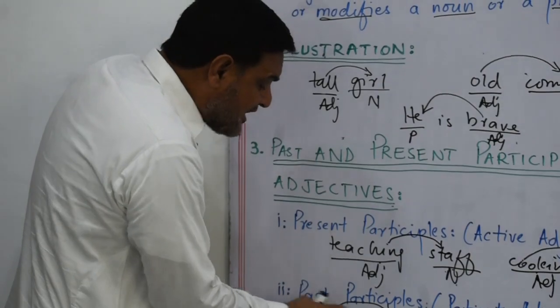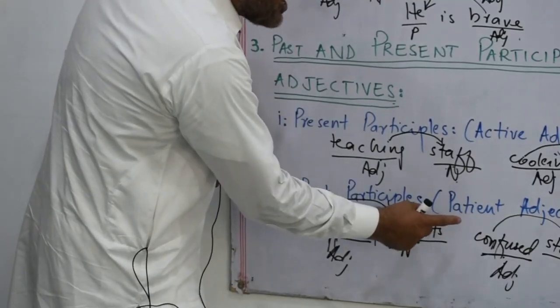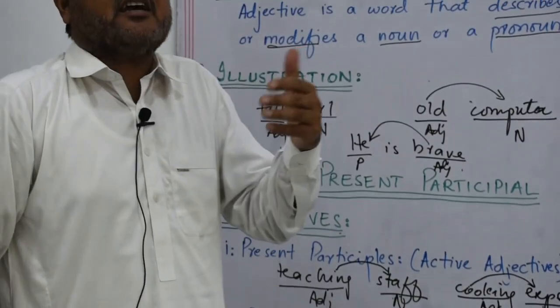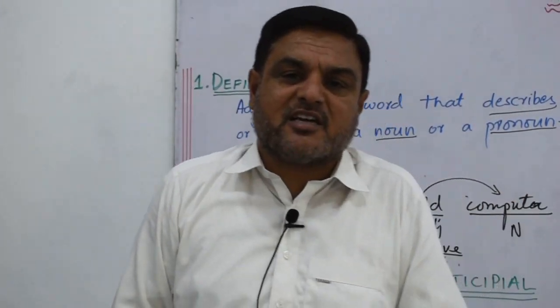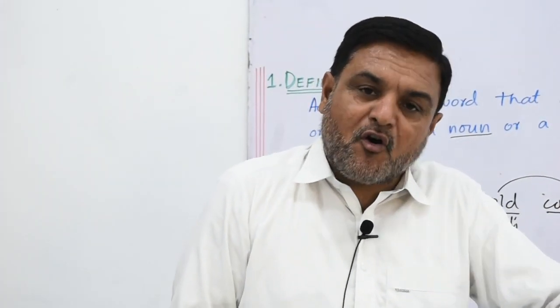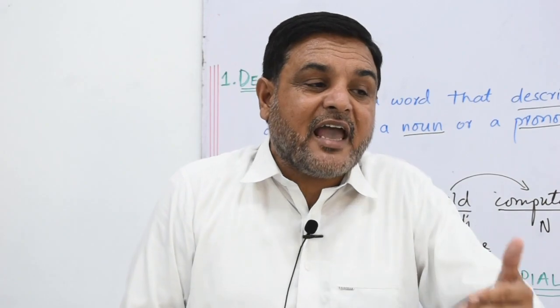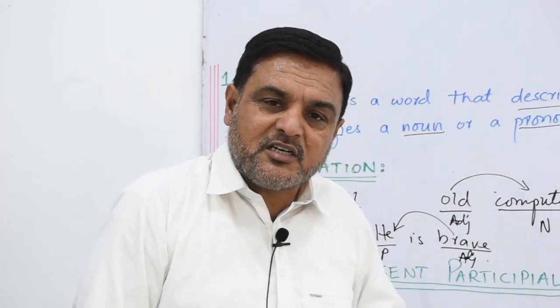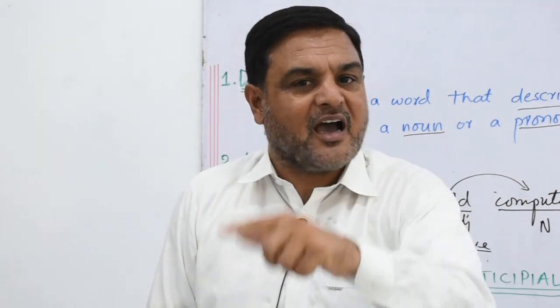When the past participle form of the verb is used as an adjective, it is called a patient adjective. What is the difference between an active adjective and a patient adjective? Simple. Active means that which performs an action, that affects others. And what is patient? That which is affected by others.